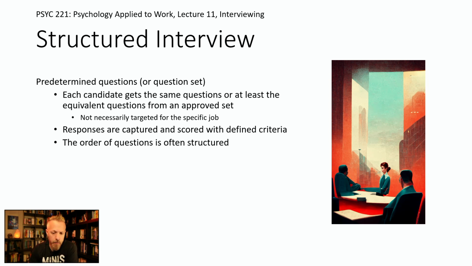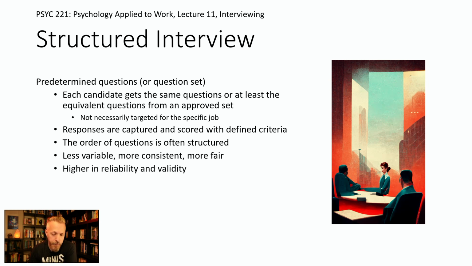And if you have an ordered set of questions, say maybe the first one is how well you work with teams, and another one is how you deal with change, and another one is how you work alone. If those are deemed relevant per the job analysis to this particular job, you'd typically then ask that same order to all of the candidates. And doing a structured interview should be obvious compared to an unstructured interview: it's less variable, it's more consistent, and it's more fair. It's also higher in reliability and validity.